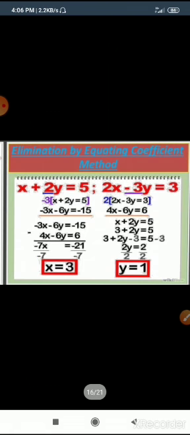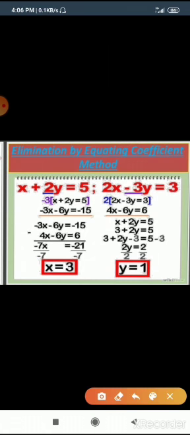Look at this example. Solve x plus 2y is equal to 5 and 2x minus 3y is equal to 3. Here we have decided to eliminate the variable y. So we should equate the numerical coefficients of the y variable. Here 2 is there and here 3 is there. What is the common multiple? 6 you can take. To get 6 here you have to multiply the first equation by 3. All the terms are to be multiplied, not only the y term. If you multiply by minus 3, then both the coefficients will be the same.